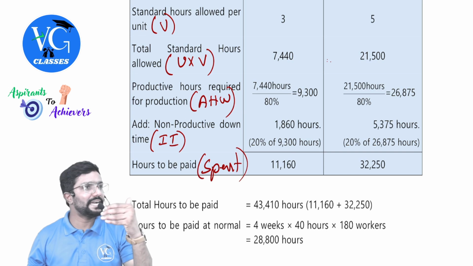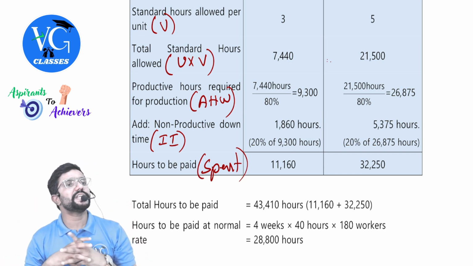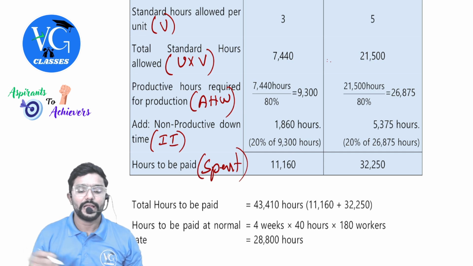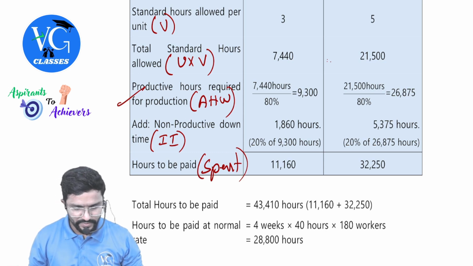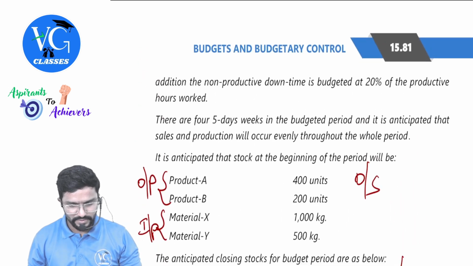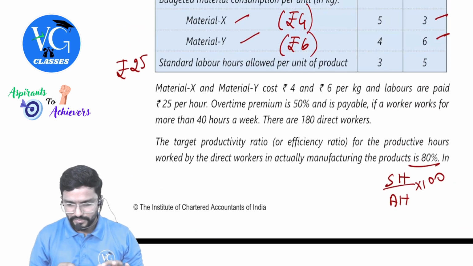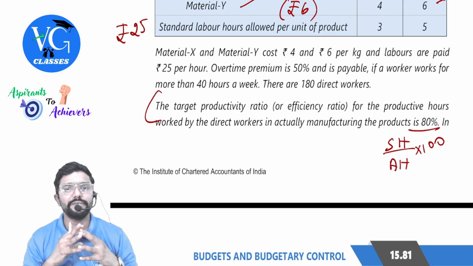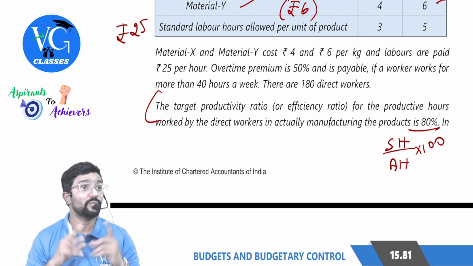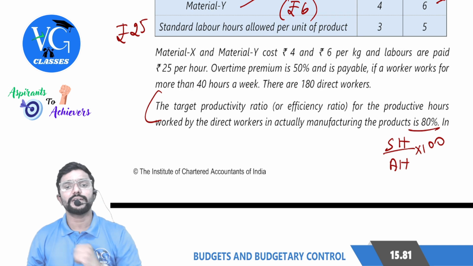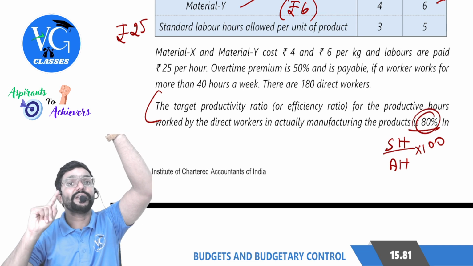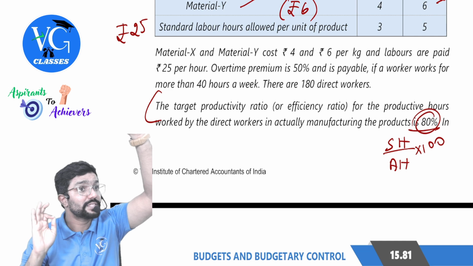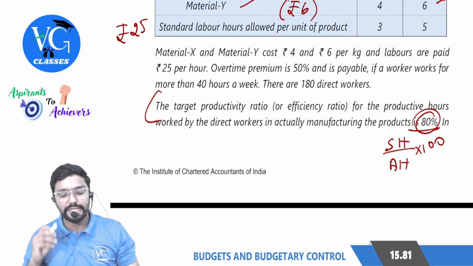We had standard hours divided by efficiency ratio. What we got here? Hours worked. Actual work. I will just read that sentence once. The target productivity ratio or efficiency ratio for productive hours worked by the direct workers is how much? 80%. So when I do standard hours divided by 80%, what do I get? Actual hours worked, not spent.